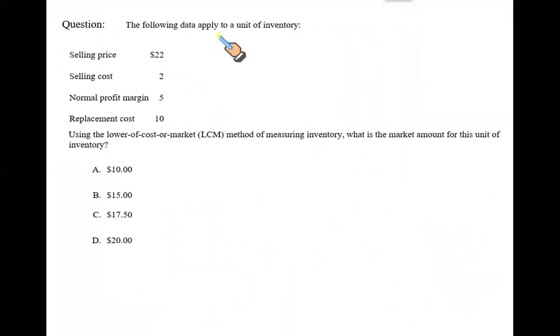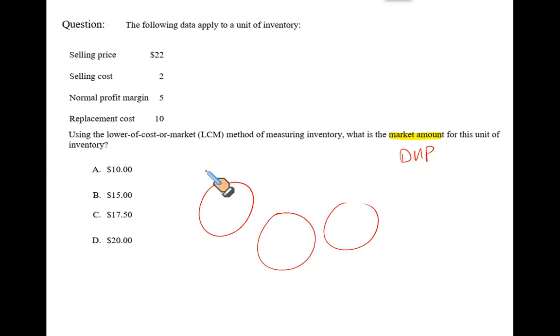It says the following data applied to a unit of inventory. Your selling price is 22, selling cost is 2, normal profit margin is 5, replacement cost is 10. Using the lower of cost or market price method of measuring inventory, what is the market amount, or what you call the designated market price? You just have to find out the designated market price. It's a very simple thing. All you need are three bubbles: one with the title NRV, the other, in any order, NRV minus normal profit margin, and replacement cost. NRV happens to be selling price minus cost to sell and complete, that's $20. Replacement cost is given straight away, 10.